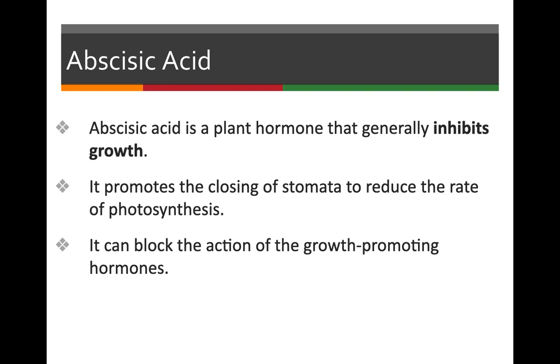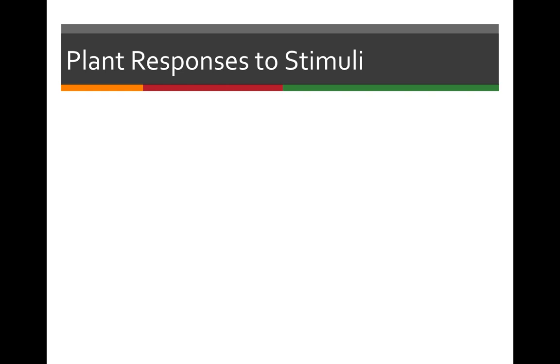So it's important, for example, if a plant is in non ideal conditions, it doesn't have enough water, for example. So it wants to slow down its growth, and abscisic acid would be involved in that. Also, trees in the fall, when they're slowing down their growth, preparing for their dormancy over the winter, that would involve abscisic acid. Okay, so those are the hormones.